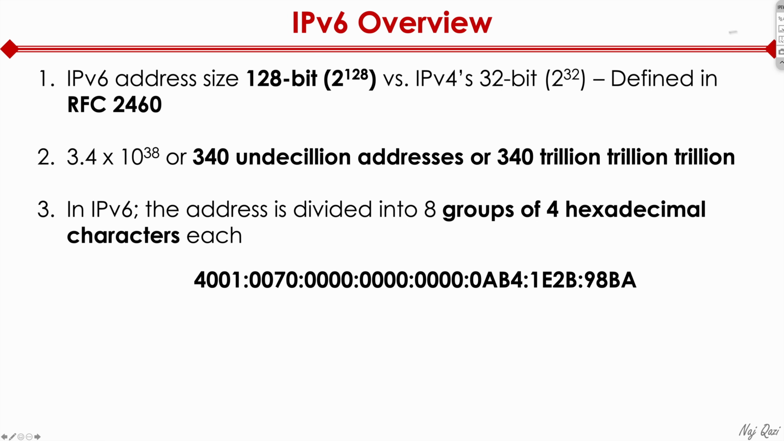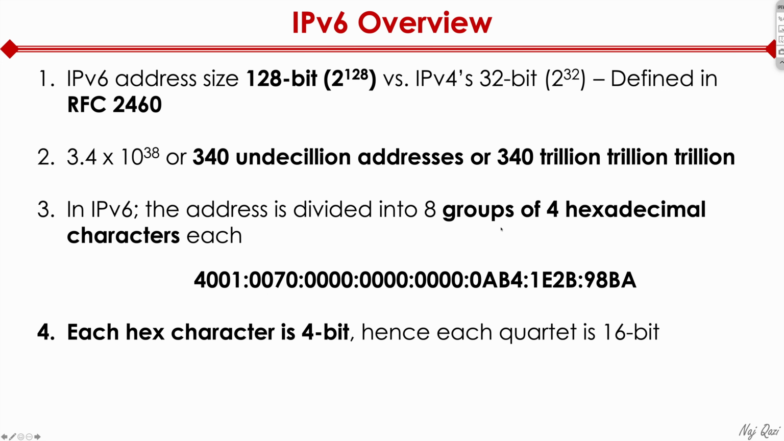So back to the address here, as I mentioned, it's 8 groups of 4 hexadecimal characters each. So each character here is a hexadecimal. So 4 is a hex, 0 is a hex, 0 is a hex, 1 is a hex. Then after the colon, all of these values are hexadecimal, all of these values are hexadecimal, and so on and so forth, all the way to the end. Each hex character is 4-bit, hence each quartet is 16-bit.